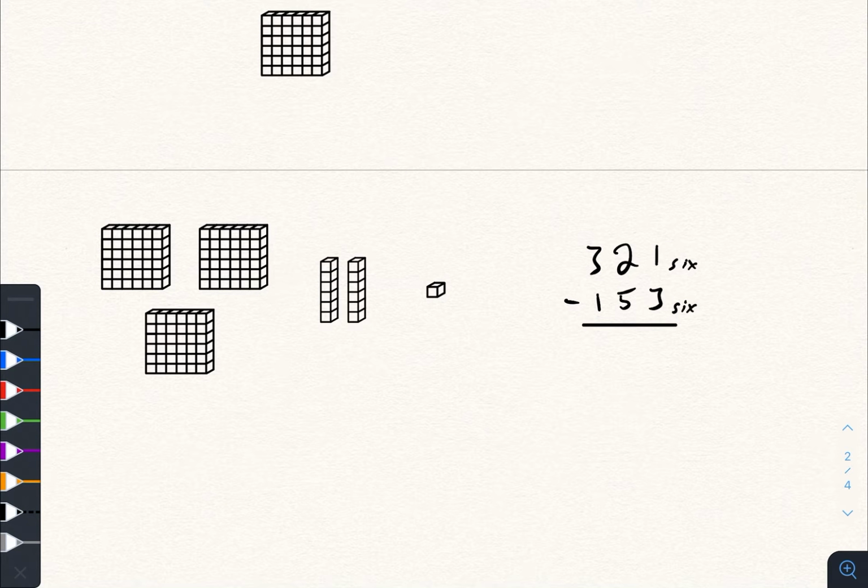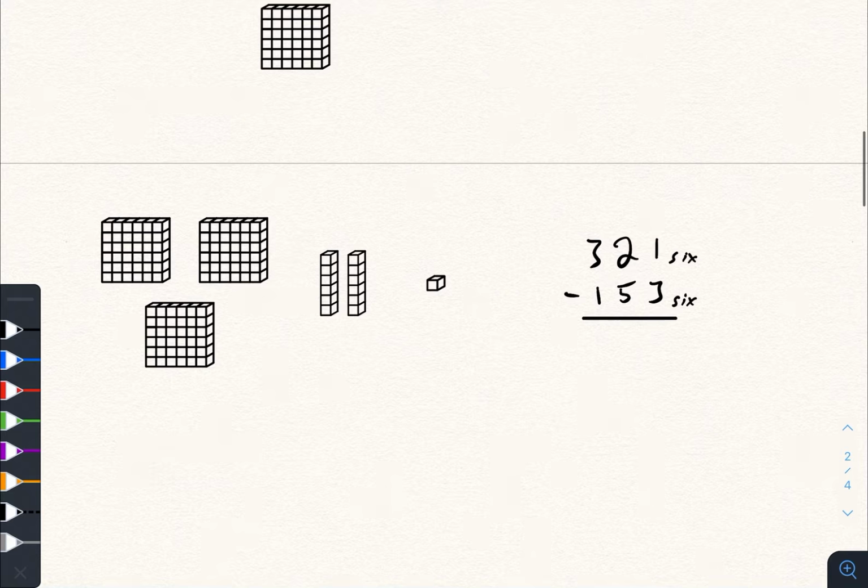Let's do subtraction next. If I want to subtract 321 minus 153 base 6, I want to take away 153 base 6 from 321 base 6. Okay, so let's do that. Let's just do it the way that we would normally do it. Let's go right to left. Let's do it in the algorithm first.